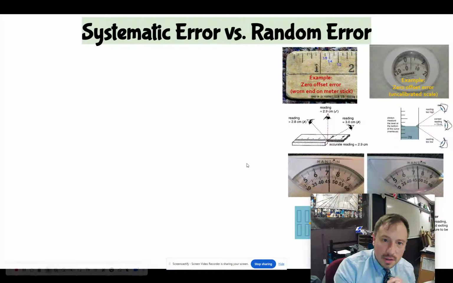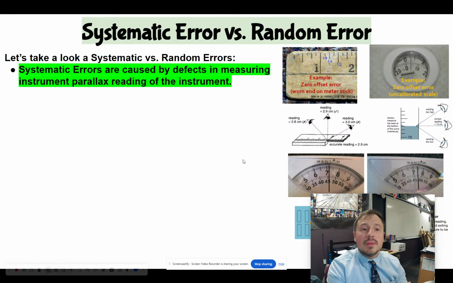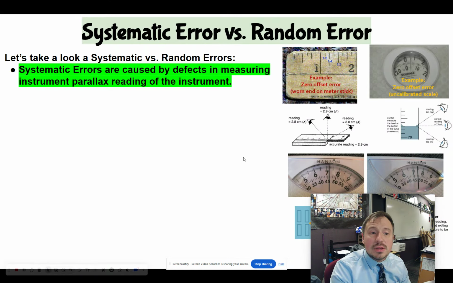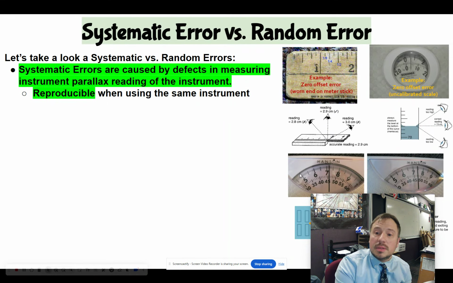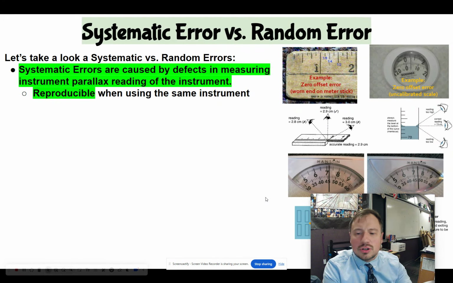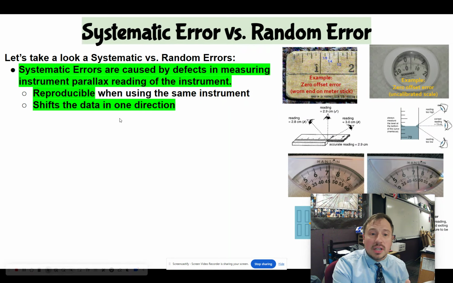Now, what affects accuracy and precision are errors. So systematic versus random errors. Systematic errors are caused by defects in the measuring instrument or parallax reading of the instrument. Defects would be like an offset. Parallax reading means you're not reading the instrument correctly. You're reading it off to one side or the other, and it's going to cause that data to be skewed. It is reproducible when using the same experiment.